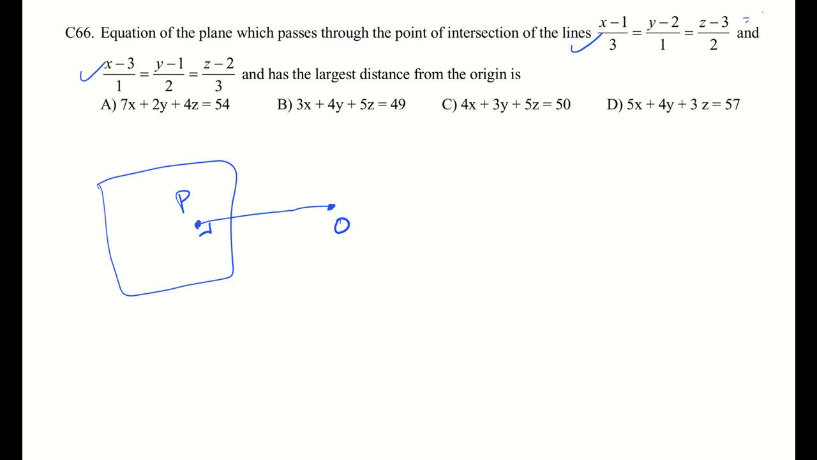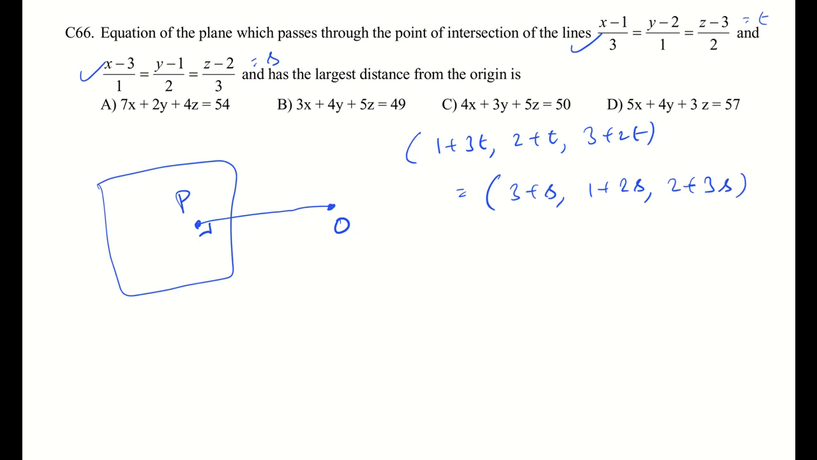We know that if I call this equal to t, any point on the first line is of the form (1 plus 3t, 2 plus t, 3 plus 2t). Any point on the second line, if I call it equal to s, will be of the form (3 plus s, 1 plus 2s, 2 plus 3s). Now, as you are looking for a common point, we want to see for what values of t and s these two points are going to be equal.